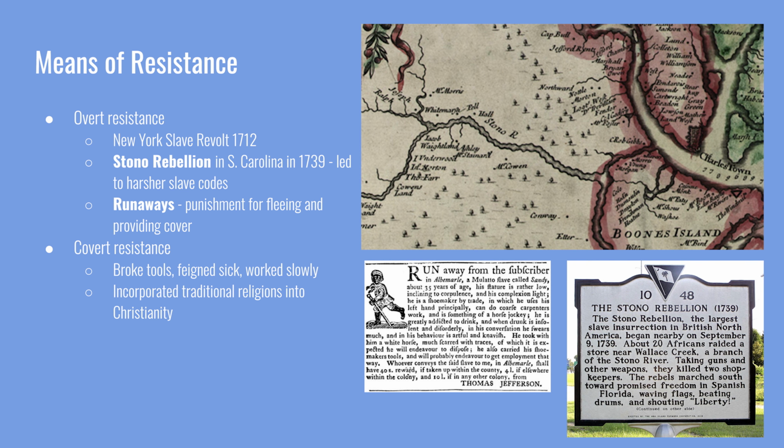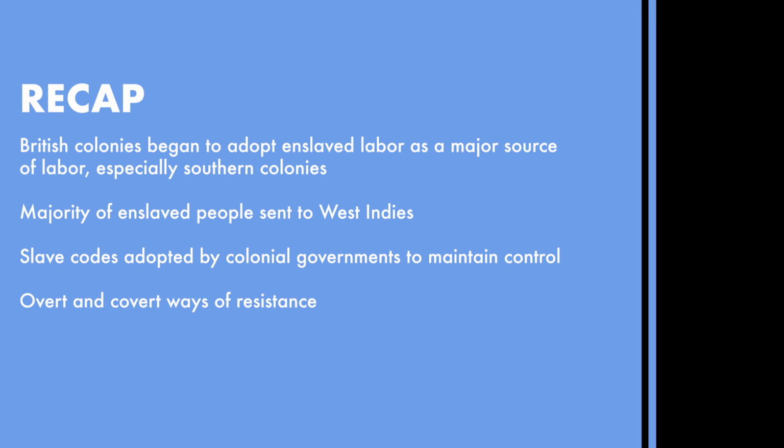Another way in which they tried to resist their enslavement is that they would try to run away. The image on the screen is an ad which Thomas Jefferson placed in a newspaper advertising that one of his enslaved workers had run away. Runaway slave ads would be prominent throughout the entire South because slave codes guaranteed the return of enslaved people after they had run away.